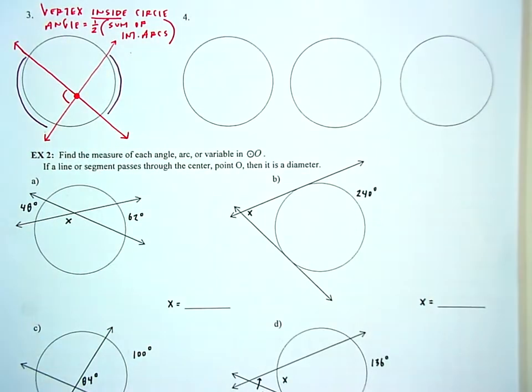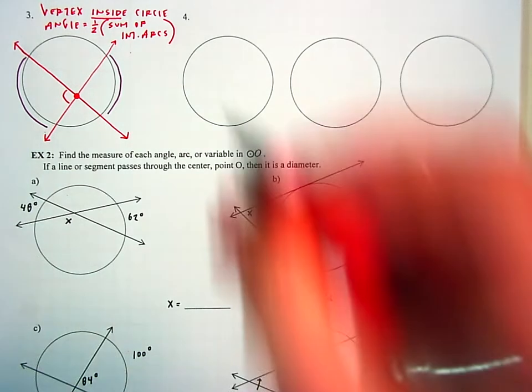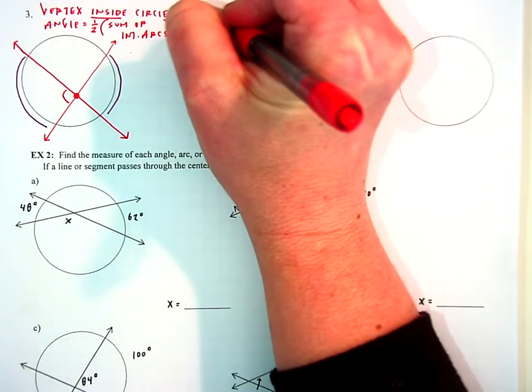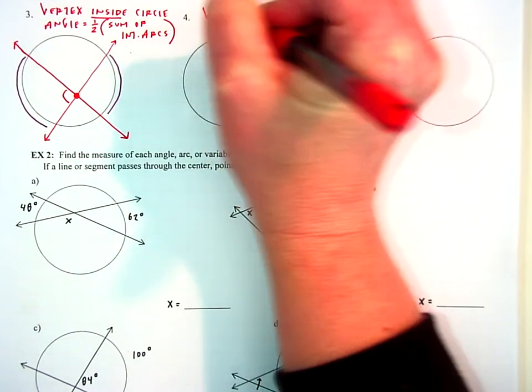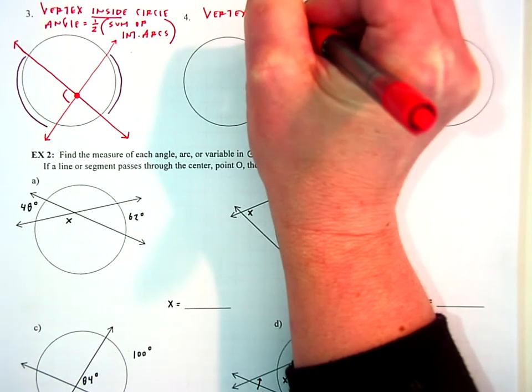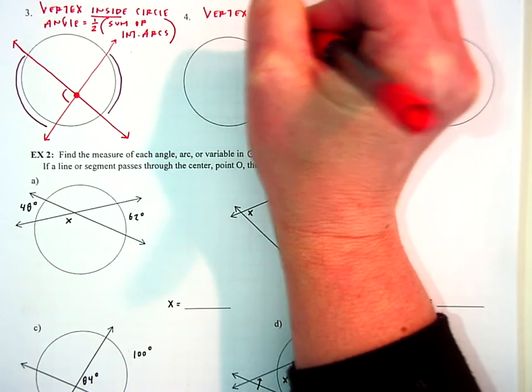Okay, and then my last situation, if I run through my options, what have I seen so far? I've seen that the vertex is the center. I've seen the vertex is on the circle. I've seen the vertex is somewhere inside the circle. So what is our last option? Well, we know that that vertex could be outside of the circle as well. So vertex outside of the circle.